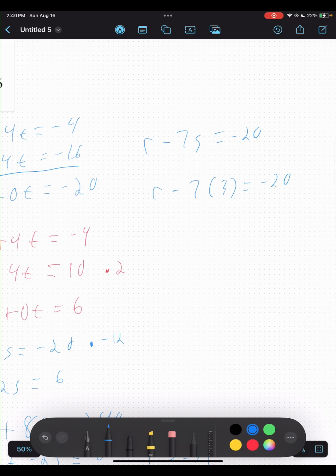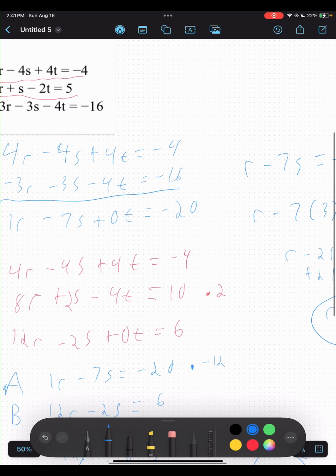Negative 7 times 3 is negative 21. So then R minus 21 equals 20. Or sorry, negative 20, excuse me. If I add plus 21 to both sides, I get R equals 1, and there we go. You'll love to see it.